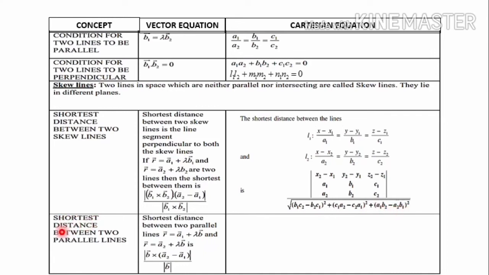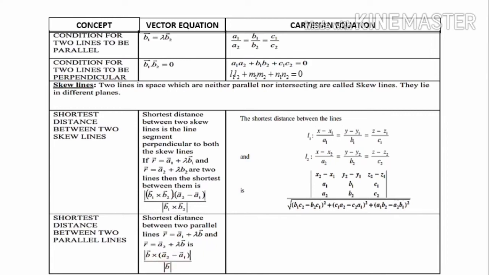Next, the shortest distance between two parallel lines. There also we used the modulus together while studying, but here I'm using it separately. It's not a problem, both are the same. Whichever is convenient, you can use that one. Here the distance is modulus of b cross a2 minus a1 divided by modulus of b.